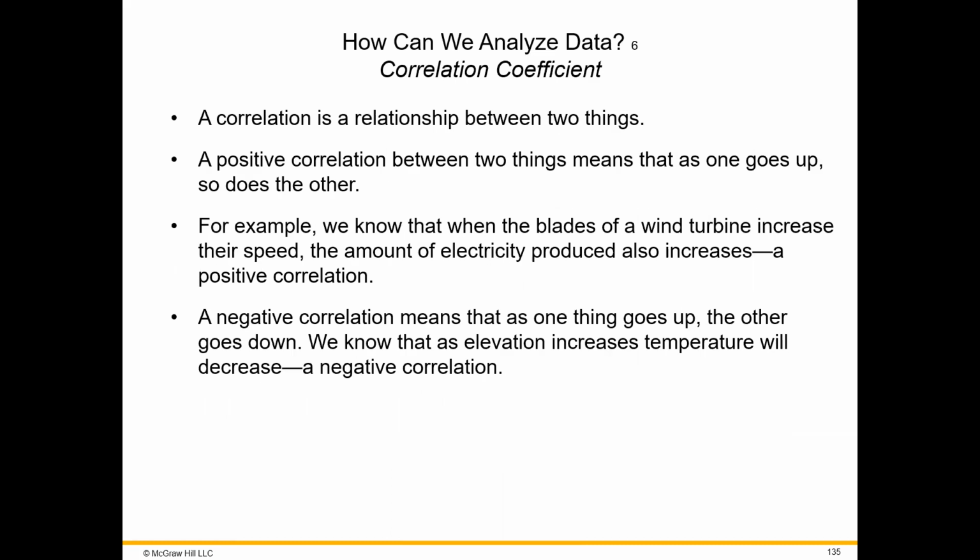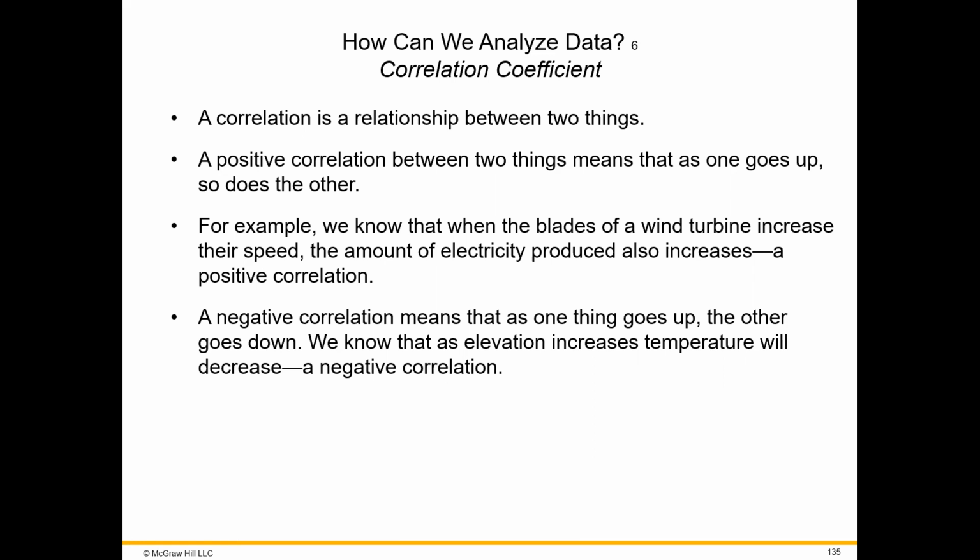Now, a correlation coefficient. This one is how we introduce data analysis and statistics to people. A correlation is a relationship between two things. A positive correlation means that as one goes up, so does the other. Okay, so we know that when the blades of a wind turbine increase their speed, the amount of electricity produced also increases, right? It's a positive correlation.